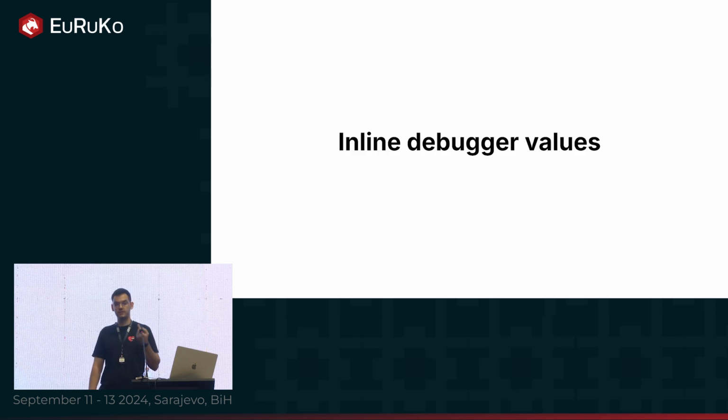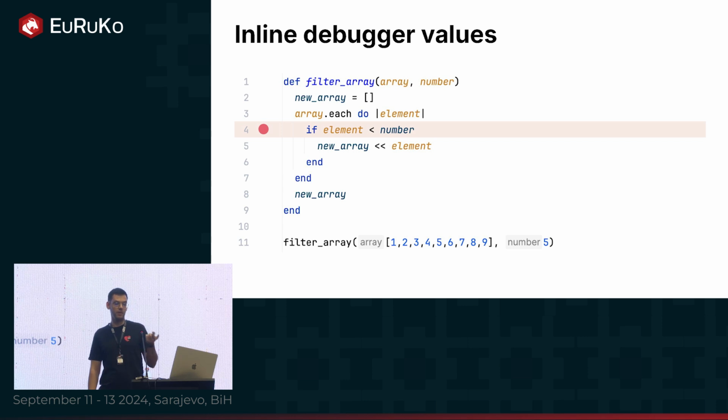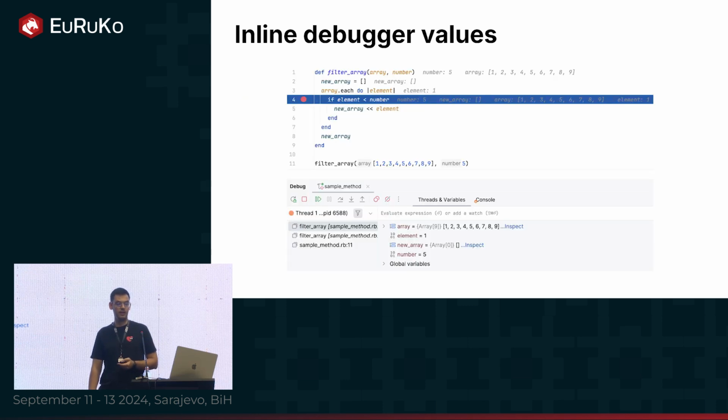Another feature is inline debugger values. Suppose we have a method, filter array. It takes 2 arguments. The first argument is a list of numbers. The second argument is just a number. And for some reason, we need to debug this method. So we have a breakpoint on line 4. Suppose we start our debugger and stop on the breakpoint, and this view we will see.